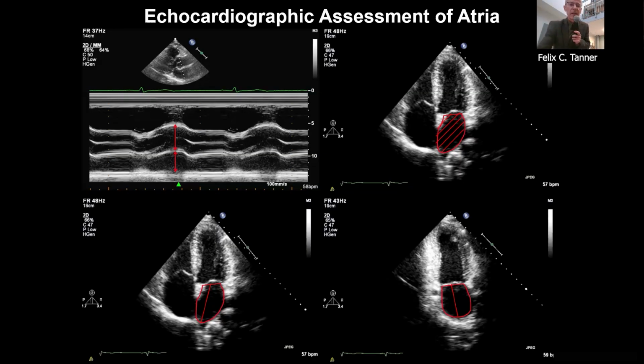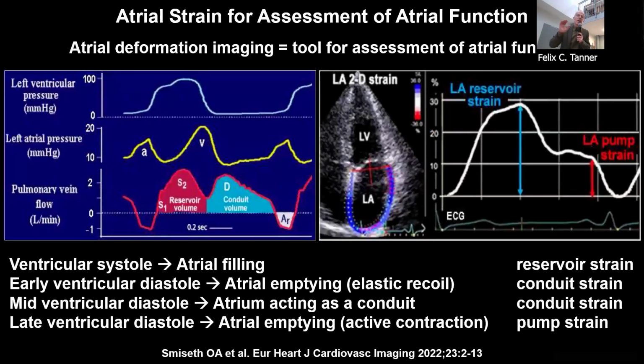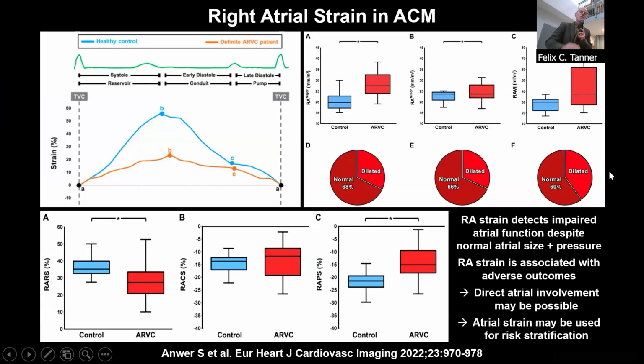So first we started in echo with the diameter here. And then we used the area. And then we used the volume of the atria, and we were quite proud because, yeah, that's the volume. But that's just the dimension, and we don't know anything about function there. And now with strain, this is really fantastic. We can look at function of the atrium because we understand the reservoir phase, the conduit phase, and the pump phase. So we applied that with Shehab Anwar in arrhythmogenic cardiomyopathy.